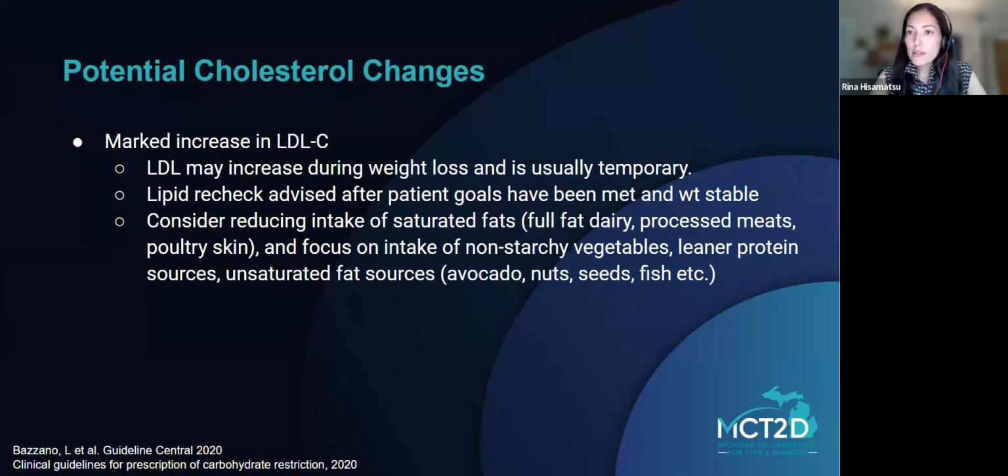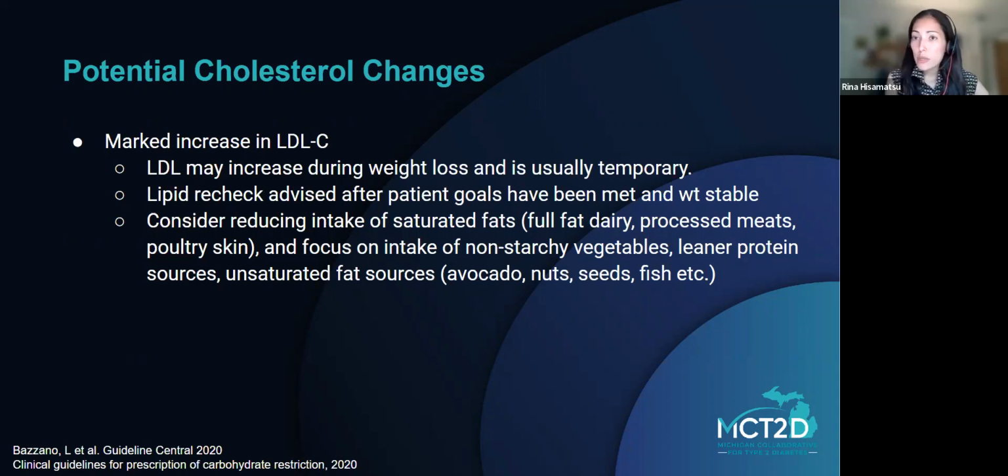All right, in some individuals, we may see an increase in LDL cholesterol. However, typically the increase in LDL occurs during the weight loss period and oftentimes is temporary. In this case, if an individual is seeing a rise in their LDL cholesterol, we would advise that they have a lipid recheck more regularly, every 3 to 6 months, and also to check after the patient's goals have been met and their weight has been stabilized.